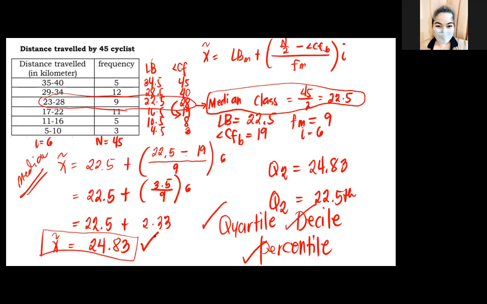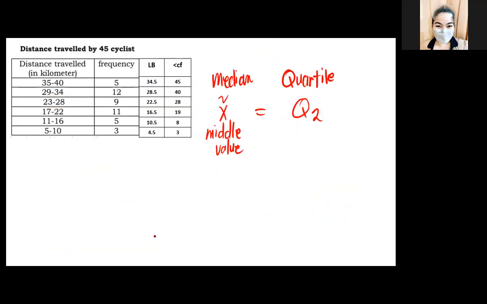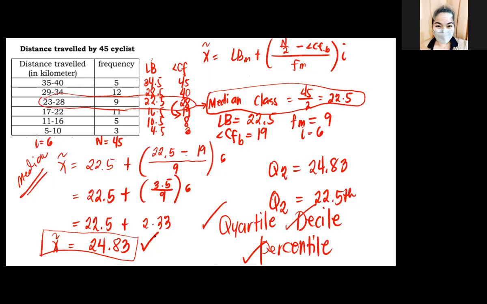Pero hindi ko siya isisingit dito kasi pag siningit ko siya dito, baka mahilo kayo. Okay? So gagawa na lang ako ng video, i-upload ko na lang, then isisend ko sa inyo yung link para meron kayong basehan. Okay? Kung paano gumawa ng sarili ninyong frequency distribution table.